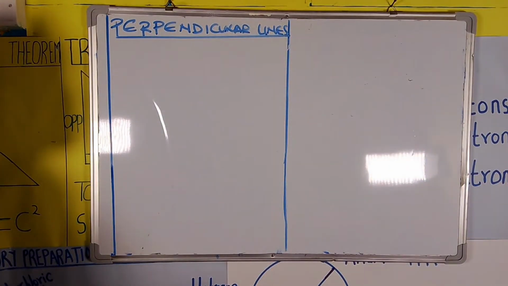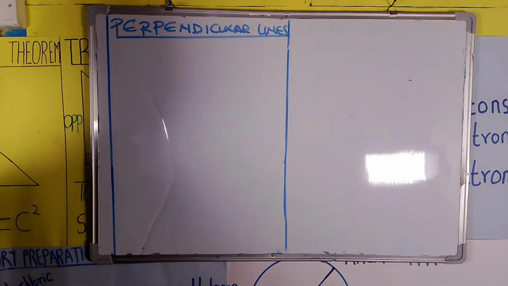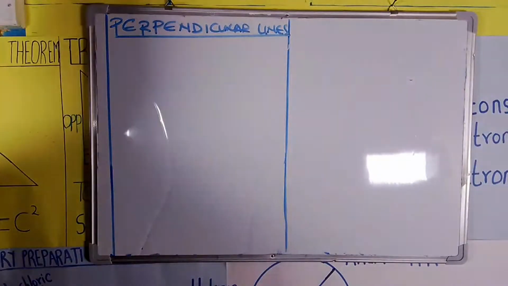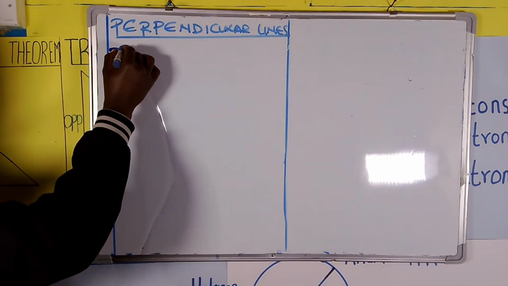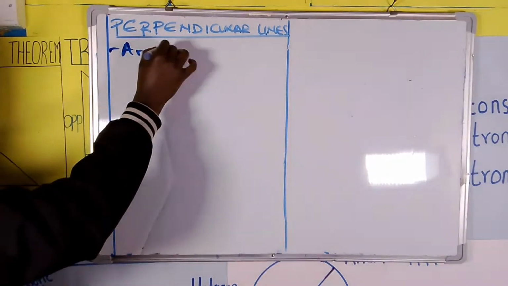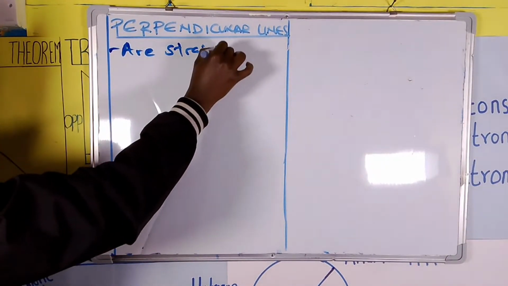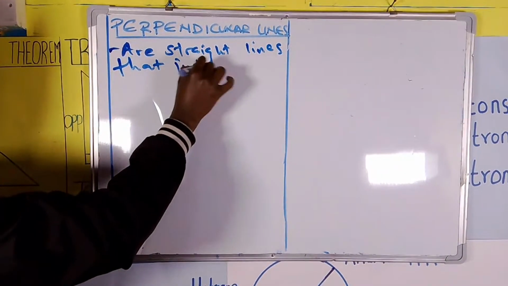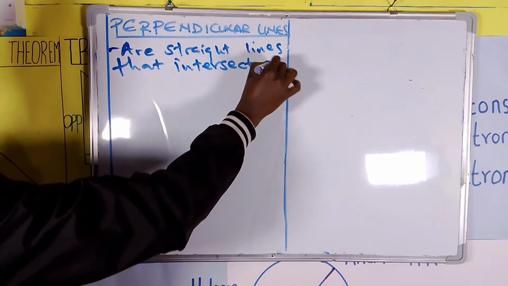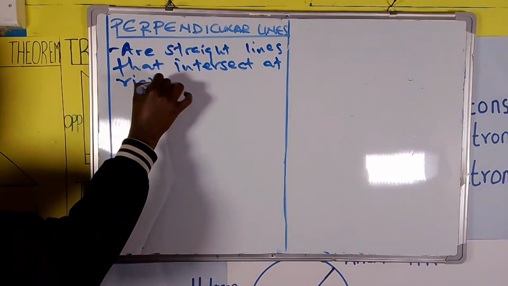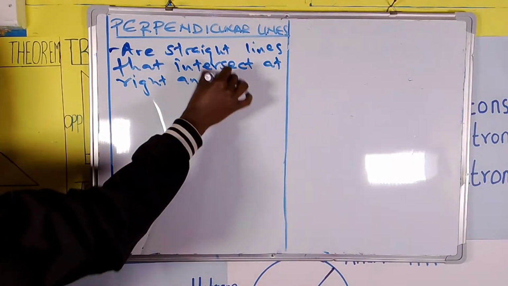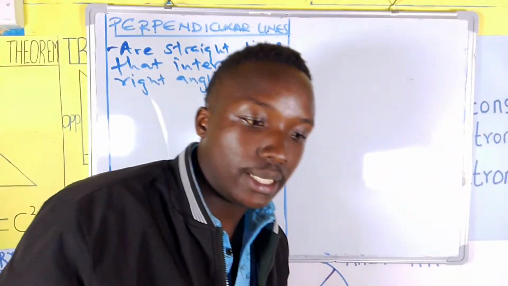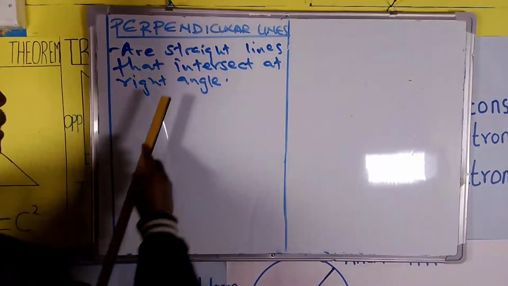What we really need to understand about perpendicular lines is that these are straight lines that intersect at right angle. Perpendicular lines are straight lines that intersect at right angle.